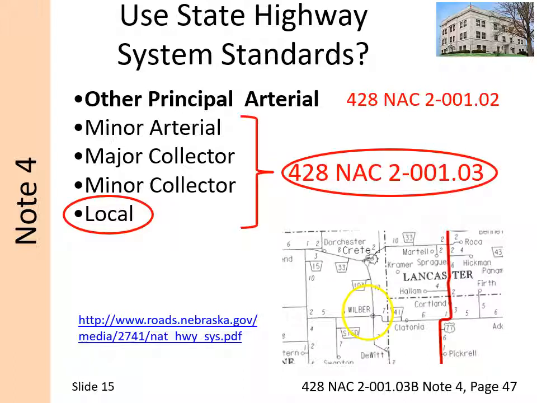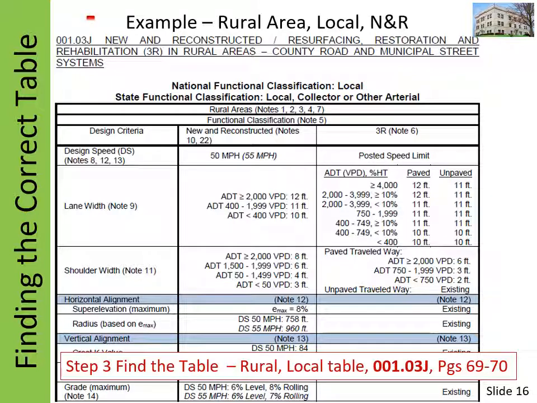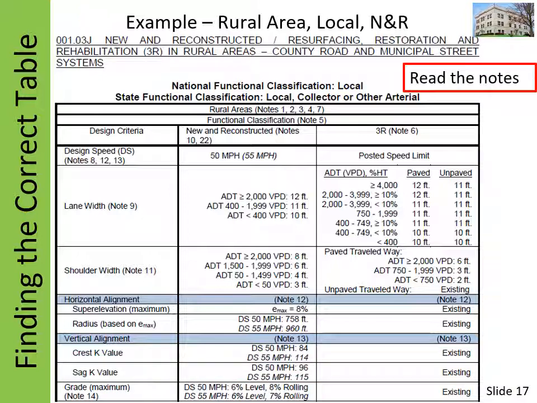Subsection 3 applies. On pages 35 through 86, subsection 3 is for county roads and municipal streets. Knowing that rural area standards apply and the functional classification is local, the standards table that applies to this project is found on pages 69 and 70, Table J. Be sure to review all notes that apply to the table.